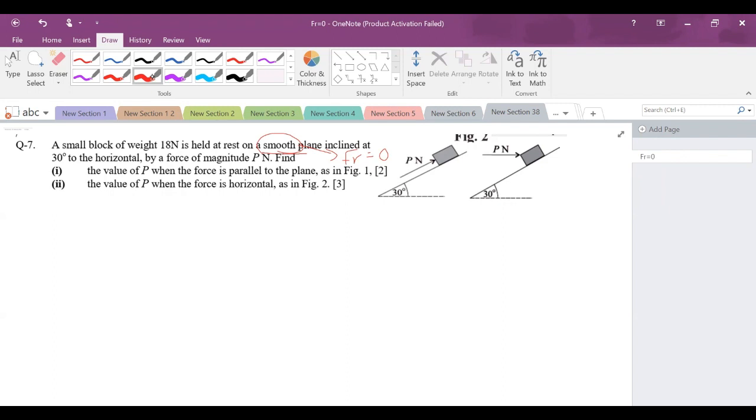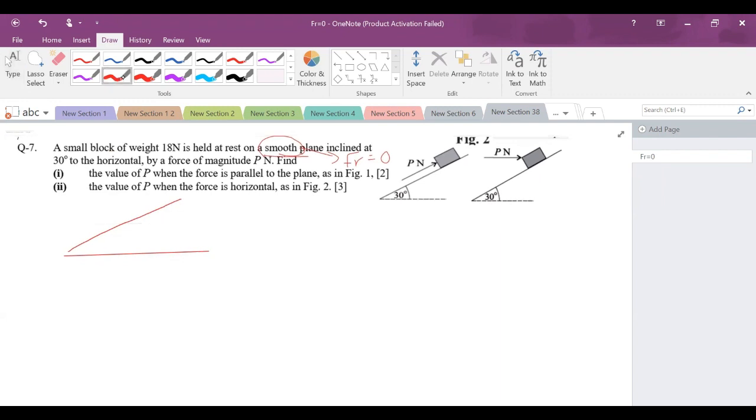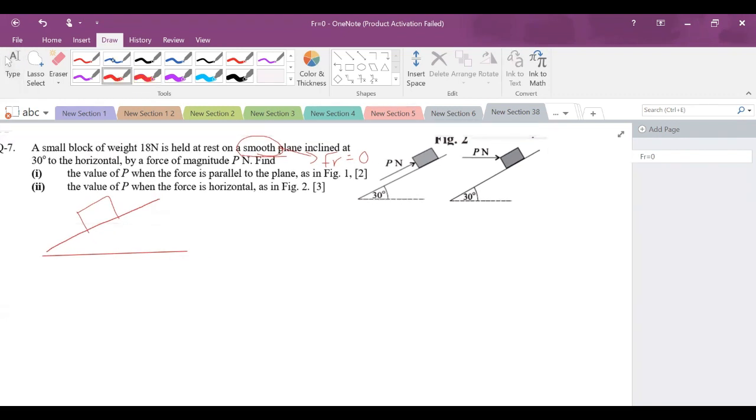There's a horizontal surface, then there's an inclined surface, and then there's an object placed on it, and there's a P Newton force acting on it in this direction. So P is a force moving in the upward direction. We have to find the value of P for case 1, where the force is parallel to the slope.